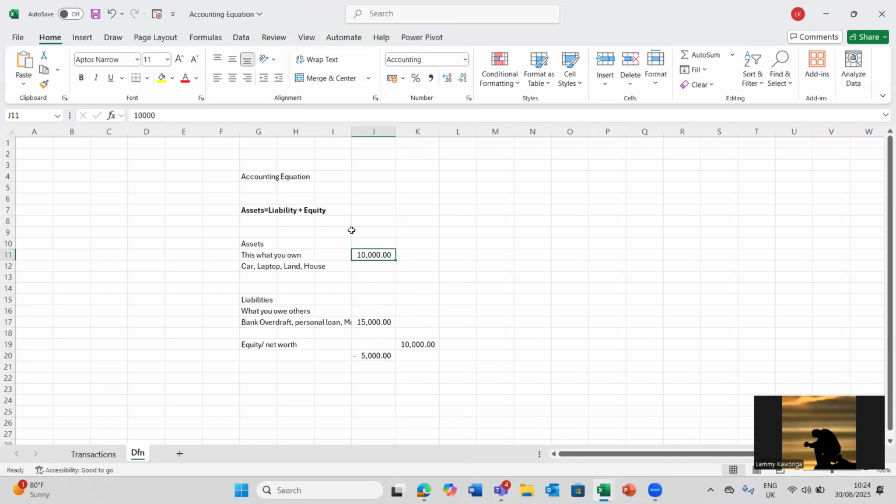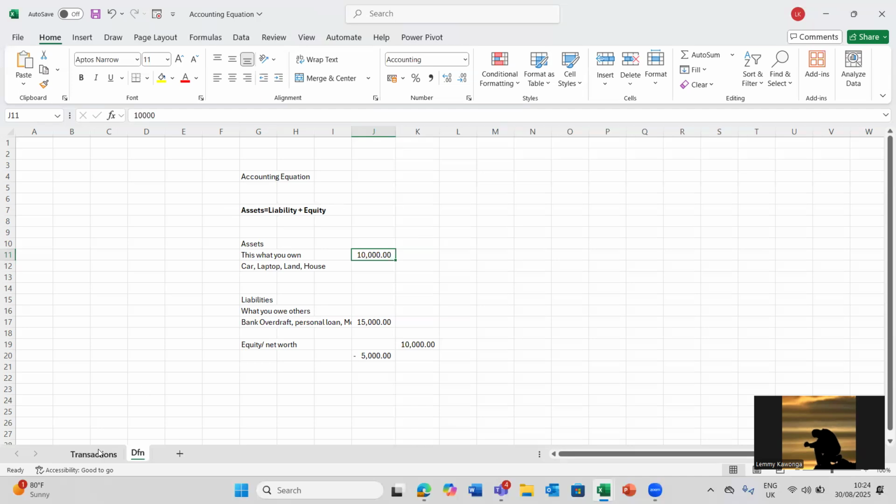This is the base of all our accounting, right? So for instance, if you want to find liability, in mathematics we call it substituting the formula. You move equity to this side, the positive will become negative. So liability equals assets minus equity. And the same with equity: equity equals assets minus liabilities, right?